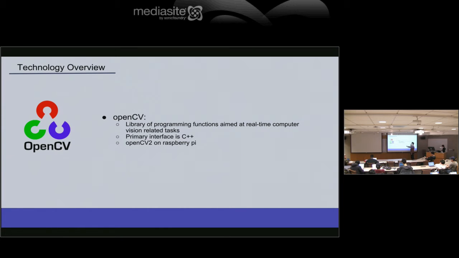And OpenCV, and this is a very important part in the embedded part of our project. So basically, we all heard before, it's a library of programming functions for real-time computer vision-related tasks, basically just the image processing from our end. And the primary interface is C++. That's what we also use for the real-time performance.